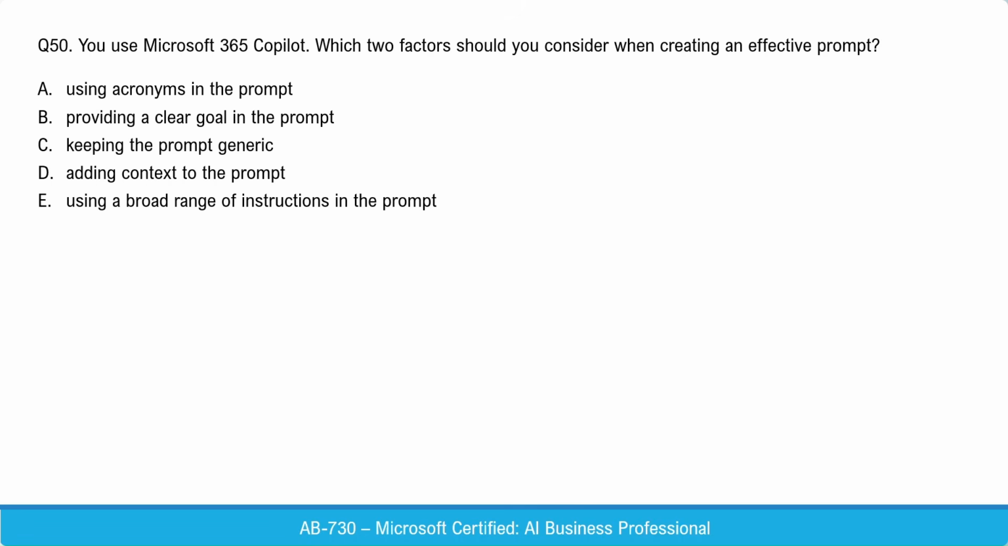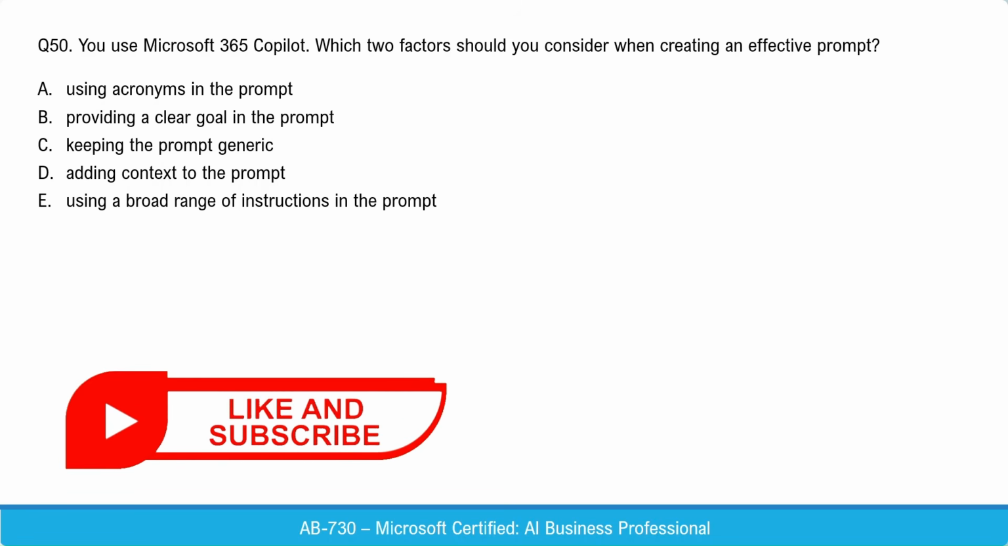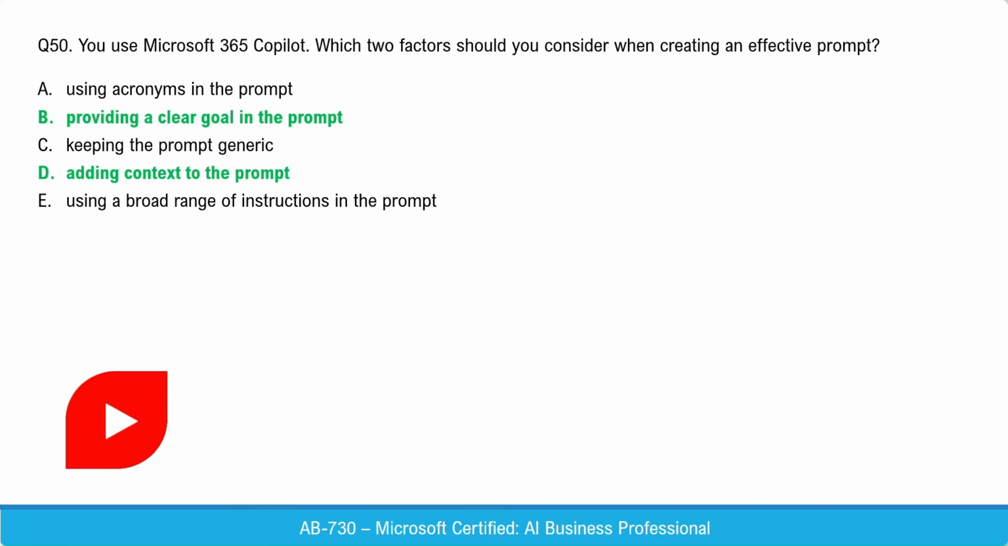Next question. Using Microsoft 365 Copilot, which two factors should you consider when creating an effective prompt? You have five options in front of you. Please go through them by pausing the video over here. And the correct answers are option B, providing a clear goal in the prompt, and option D, adding context to the prompt.